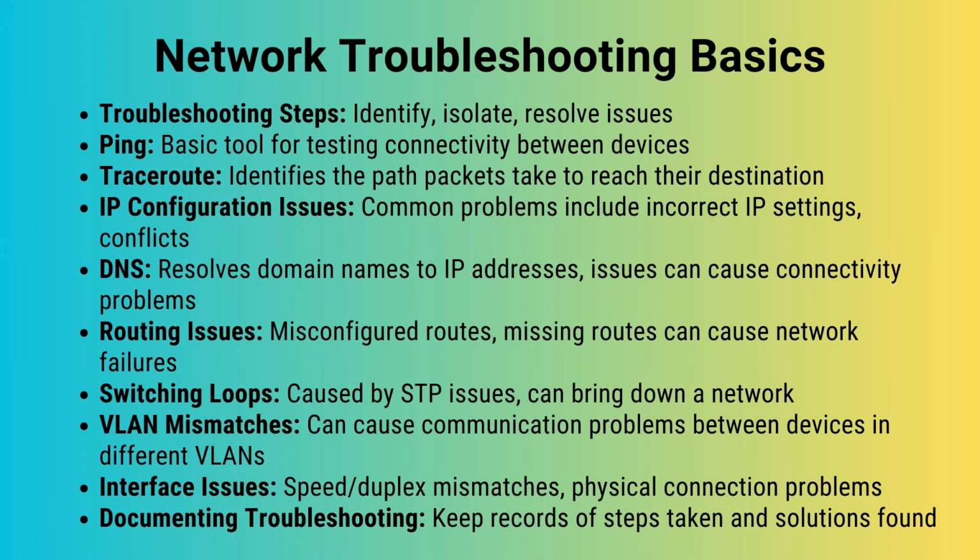When troubleshooting, start with the simplest explanations and work your way up the OSI model. Document your troubleshooting steps and solutions for future reference. Remember to check physical connections first. Many problems stem from loose cables or powered-off devices. Effective troubleshooting requires a systematic approach and a good understanding of network fundamentals.